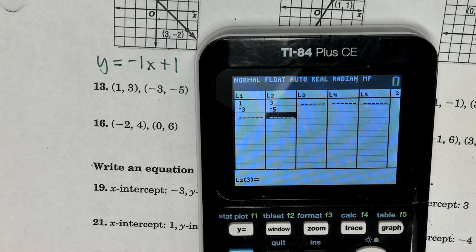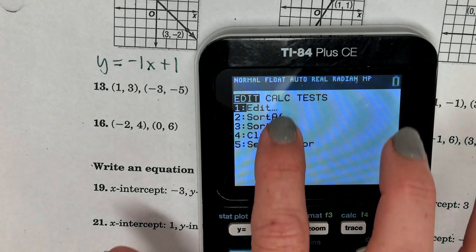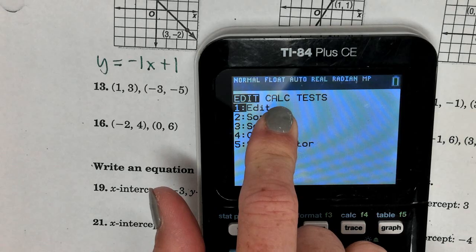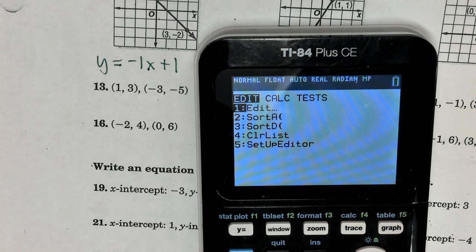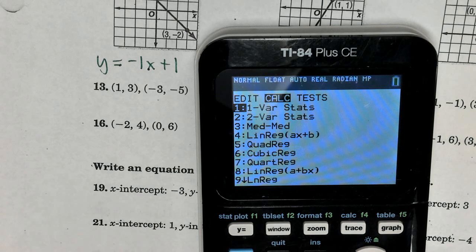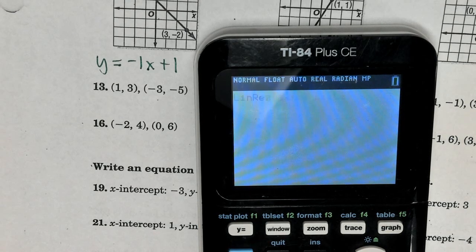Okay, now what do I push? Stat, tab over to calc, because we want it to calculate for us. Which option is linear? 4, and then just hit enter until it gives you the answer. Now, the only negative to stat is it's always going to give you your answers in decimals. It's never going to give you fractions.